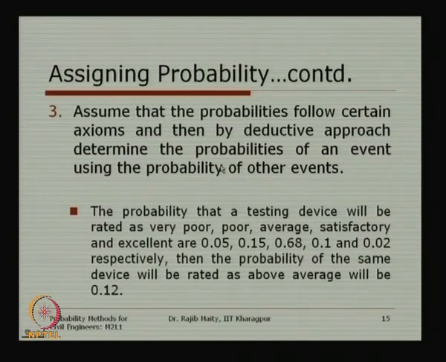And the third one is a kind of deductive approach. Assume that the probability follows certain axioms. We will come to the axioms of probability, and then by a deductive approach determine the probability of an event using the probability of other events.